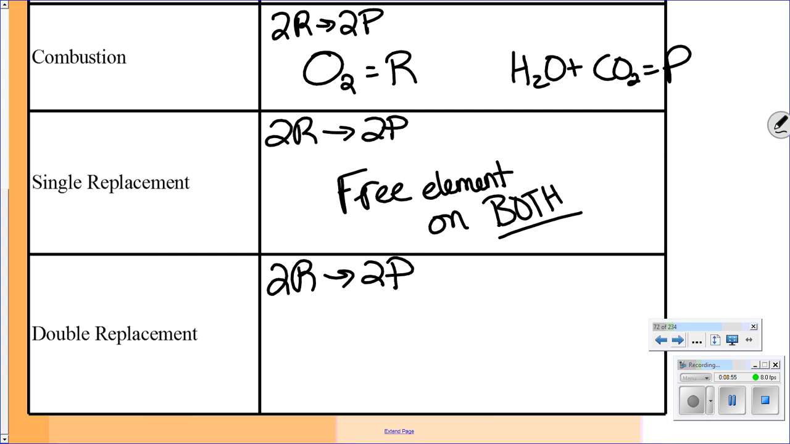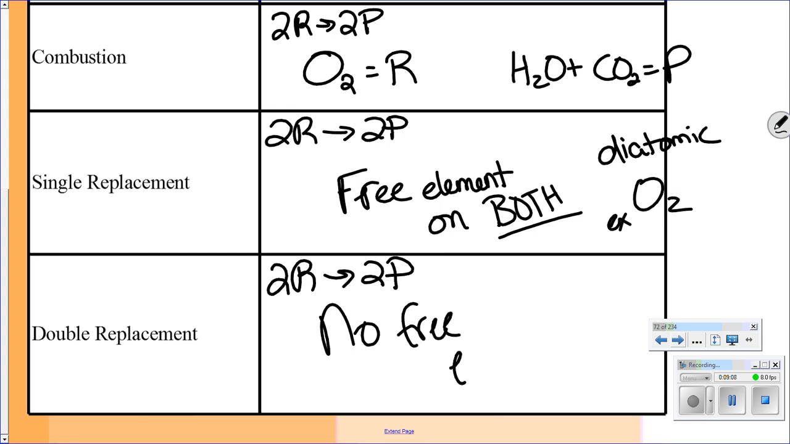Diatomics are considered free elements, remember? So for example, O2. As a diatomic, it's a free element, so that counts. And in a double replacement, we should have no free elements, only compounds on either side.